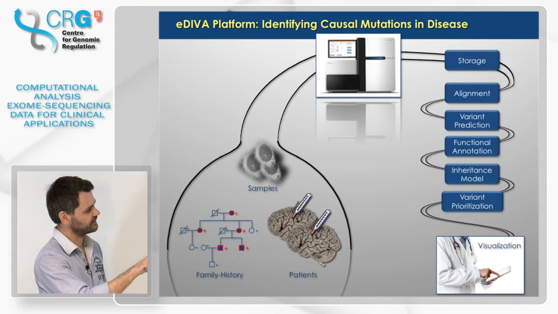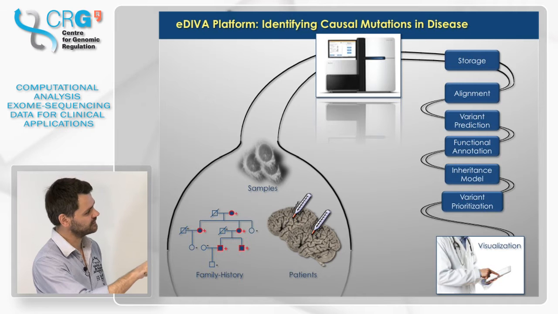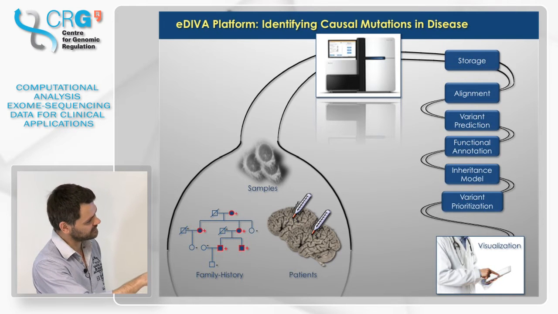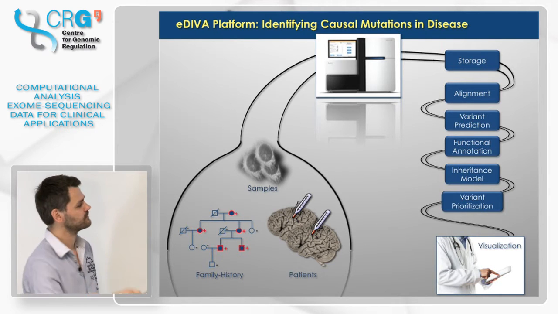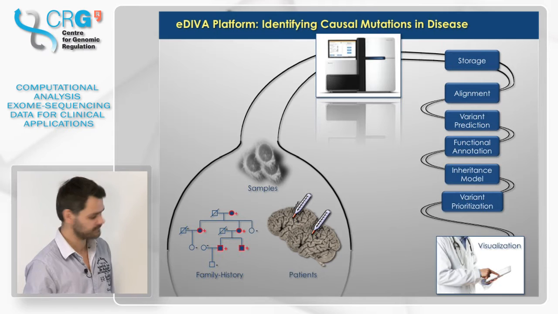We yesterday learned about alignment. I left out the quality control here, but we learned about alignment, variant prediction, and in the final step we used ANNOVAR for annotation. And today we will see more about the inheritance model and variant prioritization.